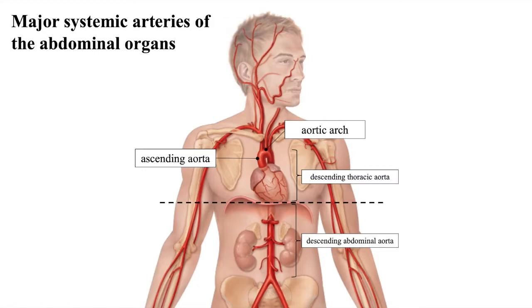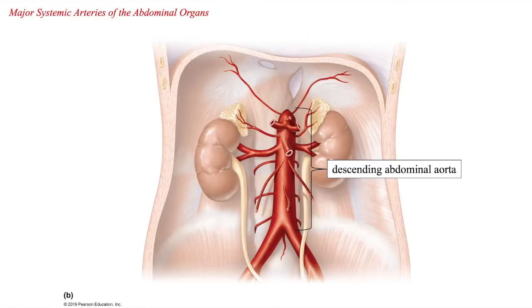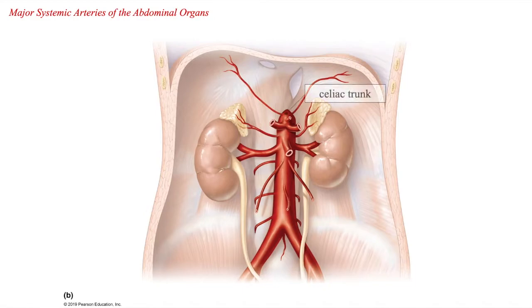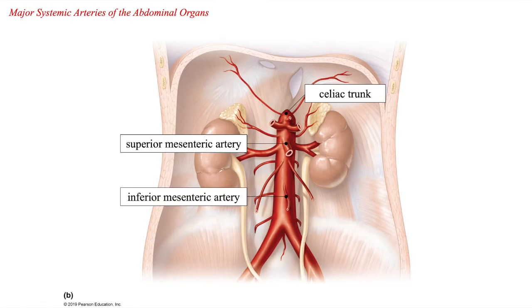The descending abdominal aorta gives rise to several arteries that supply abdominal organs, with artery names often reflecting the organ served. Three main arteries branch off the anterior face of the descending abdominal aorta. Most superior is the celiac trunk, followed by the superior and inferior mesenteric arteries.